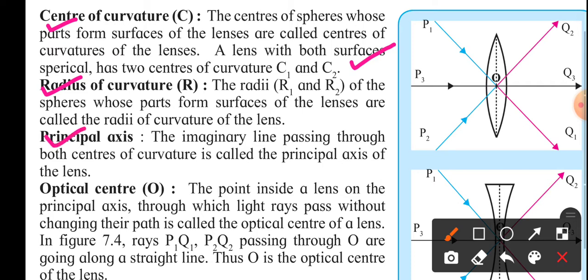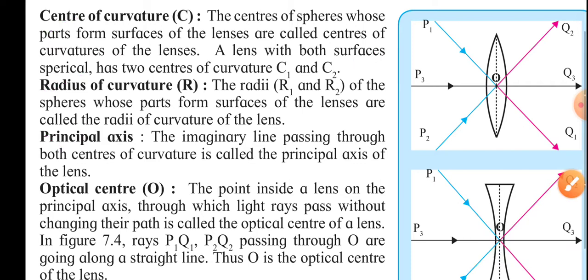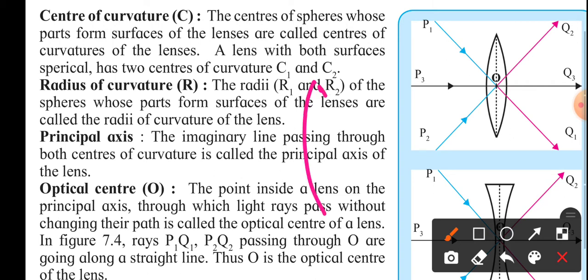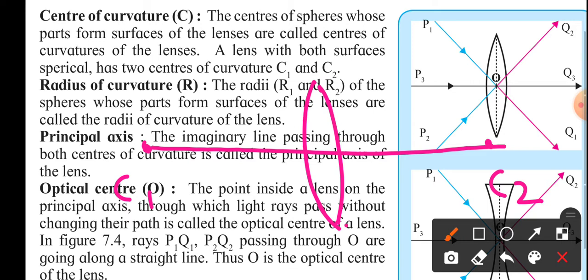Next, we have the principal axis, the line passing through both centers of curvature. If I have one convex lens and two centers of curvature, one on this side and one on this side, and I label them C1 and C2, then the line joining these two is called the principal axis. The imaginary line passing through both centers of curvature is called the principal axis of the lens.